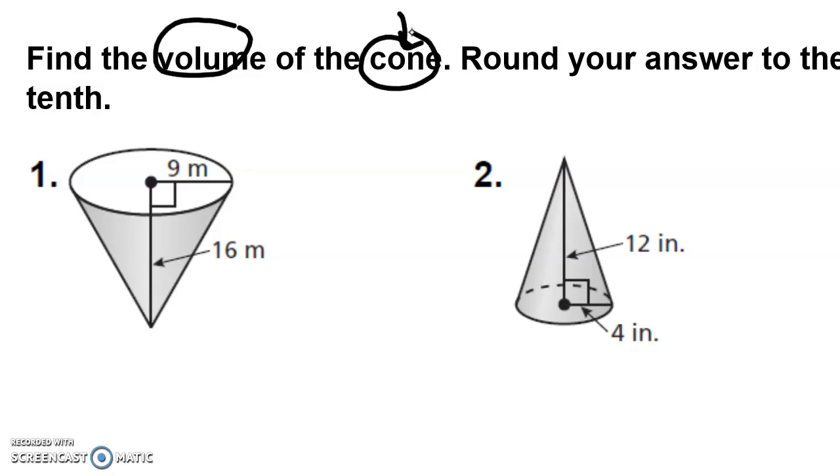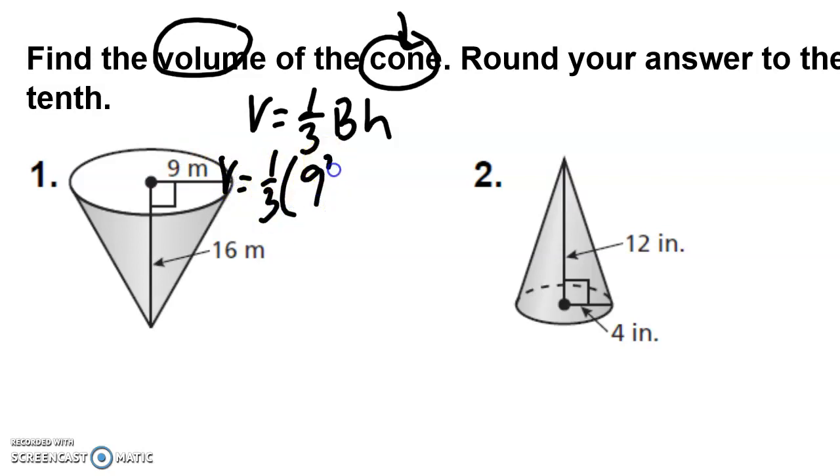That's right. You're looking at something that is similar to a pyramid. And as luck would have it, the formula for the volume of a cone is the same thing. The volume is a third the area of the base multiplied by the height. So let's go ahead and do number one together. So I see a radius here of 9. So the volume equals a third of 9 squared, multiplied by, we'll use 3.14, and then multiplied by 16.